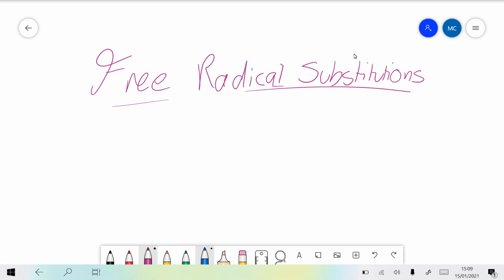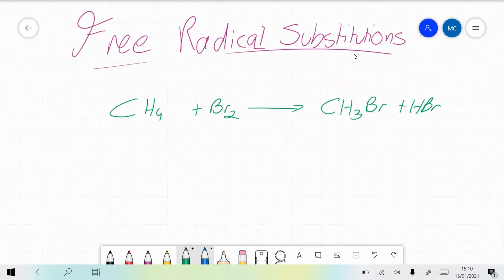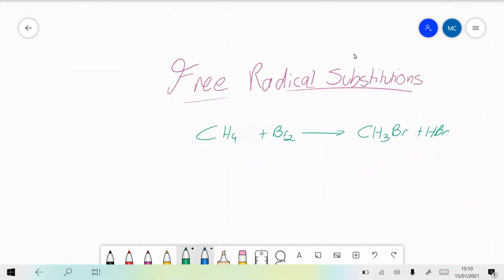Now, this subject, whilst covered in a good amount of detail at A level, has a few misconceptions. So, for example, if I were to give you the reaction of CH4 plus Br2 to give CH3Br plus HBr, some people think that we are writing all the products. In fact, even if you were to think about the mechanism, we are writing the two most prevalent products.